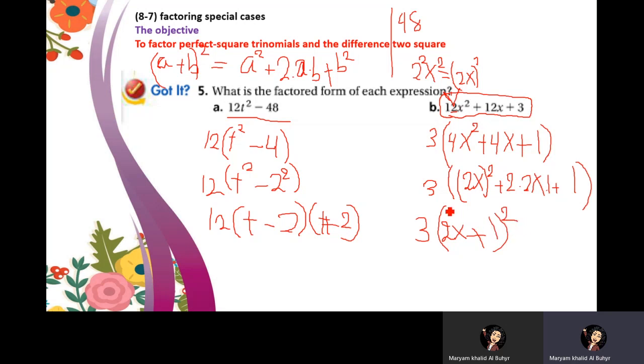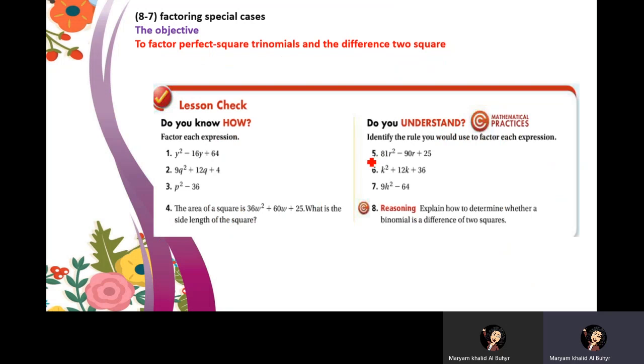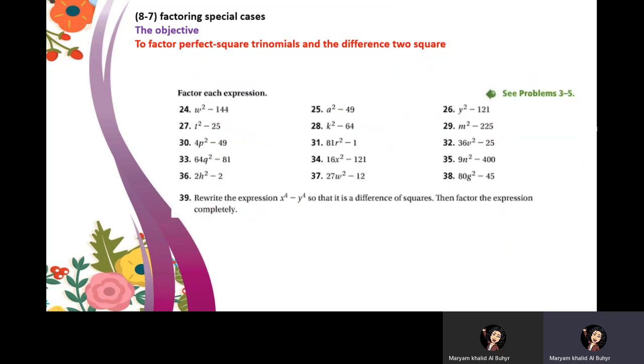That's the answer. If you don't feel that this will convince you, you can just rewrite it as 2x plus 1 times 2x plus 1, multiply them together, then distribute the 3, and you will get exactly the same as this one. Let me give you more related exercises.